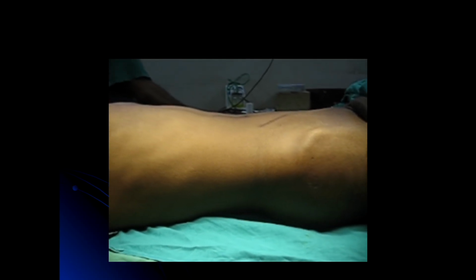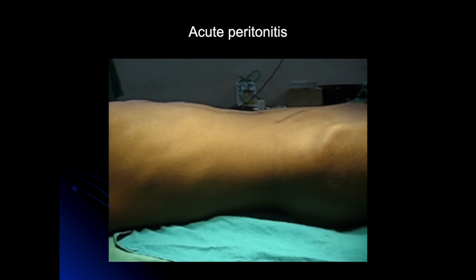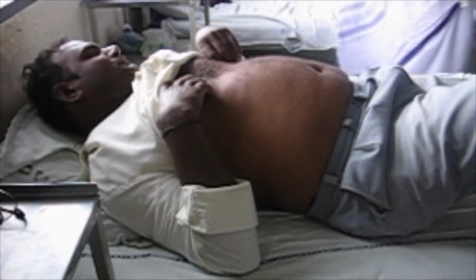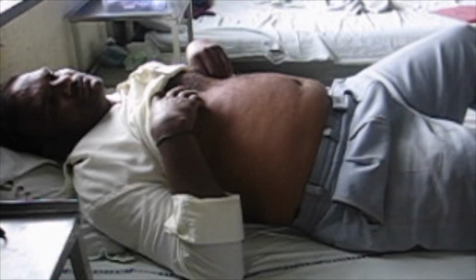So which diagnosis is suggested here? Acute peritonitis. This patient is restless, tossing and rolling about in bed in agony, unable to find a comfortable position. Typically seen in ureteric colic, most commonly caused by a stone obstructing the ureter.